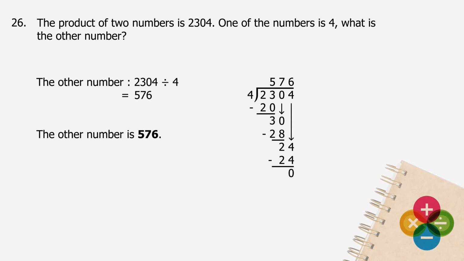The other number will be, divide 2,304 by 4, and the quotient is 576. The other number is 576.